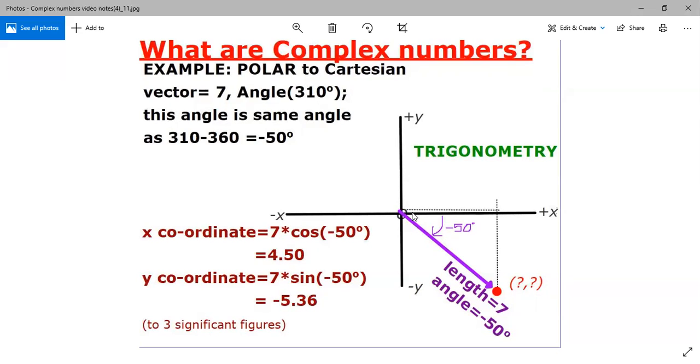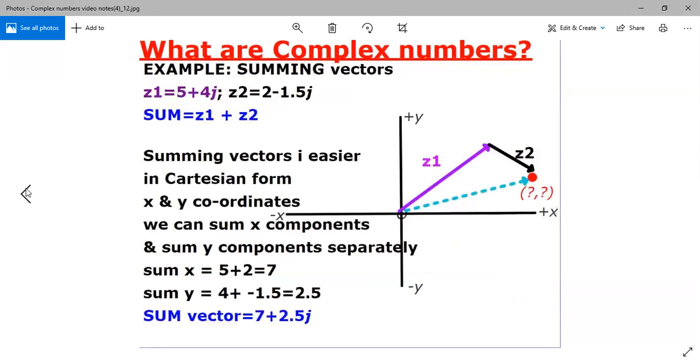So we go from the origin, we go plus 4.5, mark it off. We go vertical minus 5.3, we get an endpoint, and we draw a line back to the origin. The length of that line is going to be 7. So that's going from Cartesian to polar. If we sum vectors, the easiest way to do that is in Cartesian form.